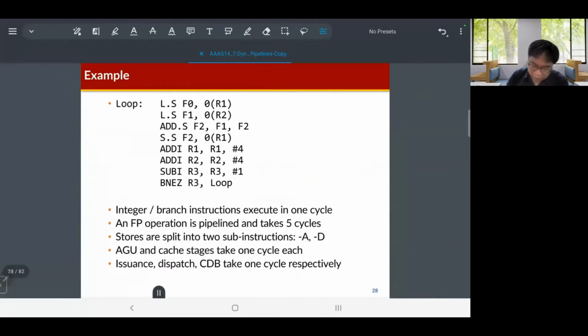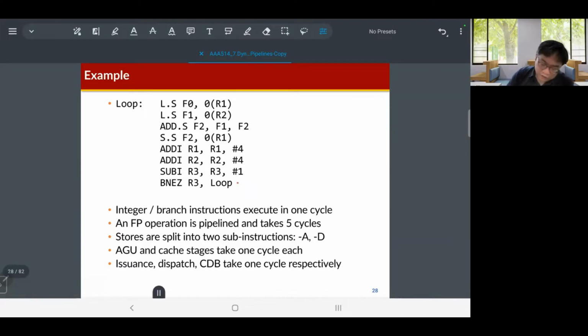Okay, let's see the example. So this is the example code which is running on the Tomasulo algorithm out of order processor. If you look at this code, you can find this is the floating point load instruction, and this is the floating point add instruction, the store instruction, and then these instructions are used for calculating the offset of this base address for the array. Okay, and then this is the conditional branch instruction.